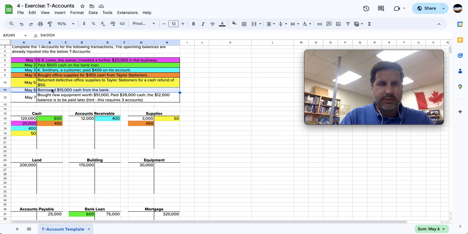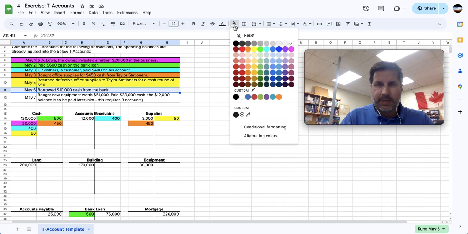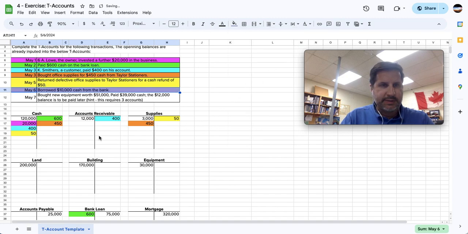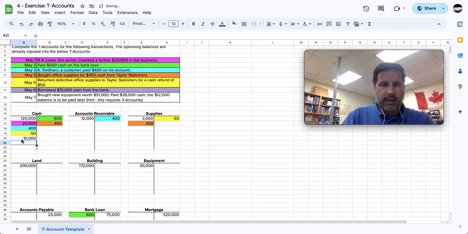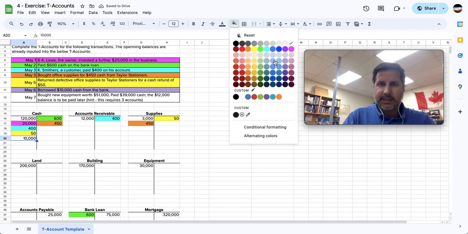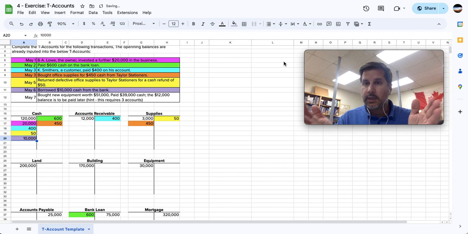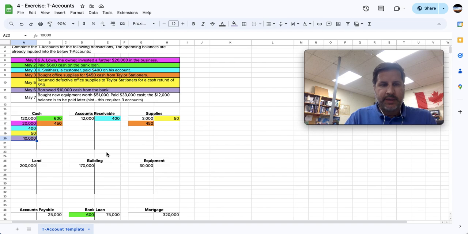Okay, I borrowed $10,000 from the bank. So I took out a new bank loan. This looks like a nice purple transaction. So I have more cash, so I'm going to debit cash. And then if that's all I did, then I'm in trouble because I'm going to be out of balance by $10,000. Liabilities go up with a credit or on the right side.